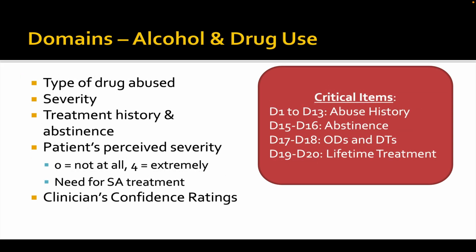Another domain, obviously, is the alcohol and drug use domains. These look at the type of drug abuse and the severity rating, treatment history and times of abstinence, the patient's perceived severity of the problem, as well as the clinician's confidence rating. Critical items in this section are questions 1 through 13, 15 and 16, 17 and 18, and 19 and 20.